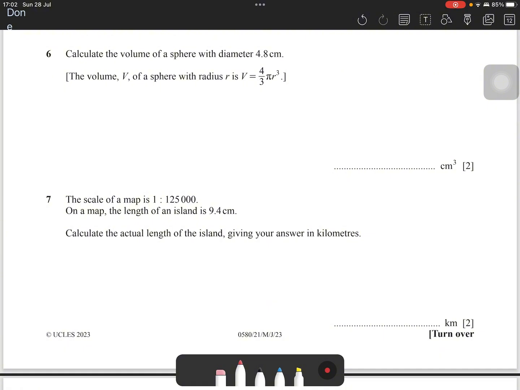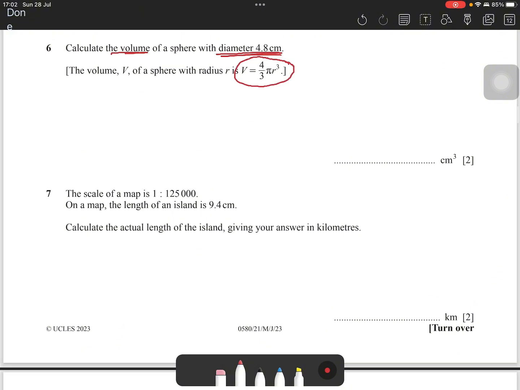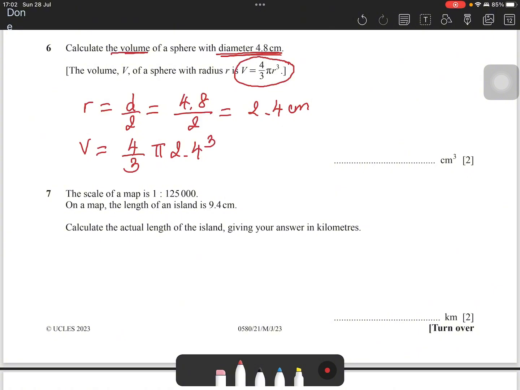Question 6. Calculate the volume of a sphere with diameter 4.8 centimeters. Knowing that the formula for the volume of a sphere is 4/3 pi r cubed. You see that to find the volume, we need to know the value of the radius. So first, I'll find the radius. It is half of the diameter, which is half of 4.8 equals 2.4 centimeters. After that, we'll find the volume using the formula 4/3 pi r cubed. R is 2.4. So the answer for this is 57.9 cubic centimeters.